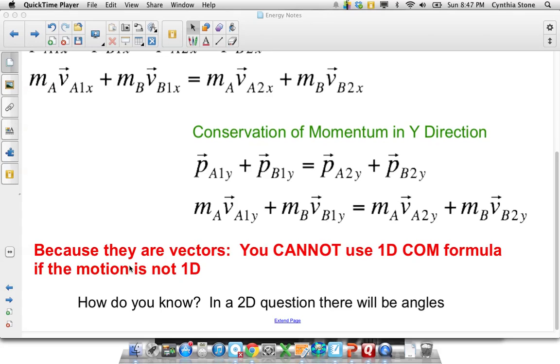Every year, lots of kids, I'll give a question on angles, and then they forget to use 2 dimensions, and they get all confused. If you see a question that has angles in it, and it's a momentum or a collision or something, you have to do everything twice, in the x direction and the y direction. Similar to accelerations or anything else we do, you can't just add everything up. It just doesn't work that way. You have to do everything twice.